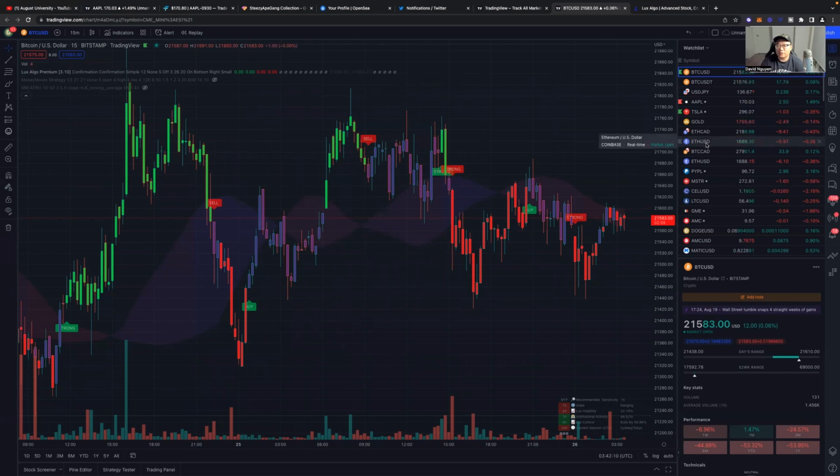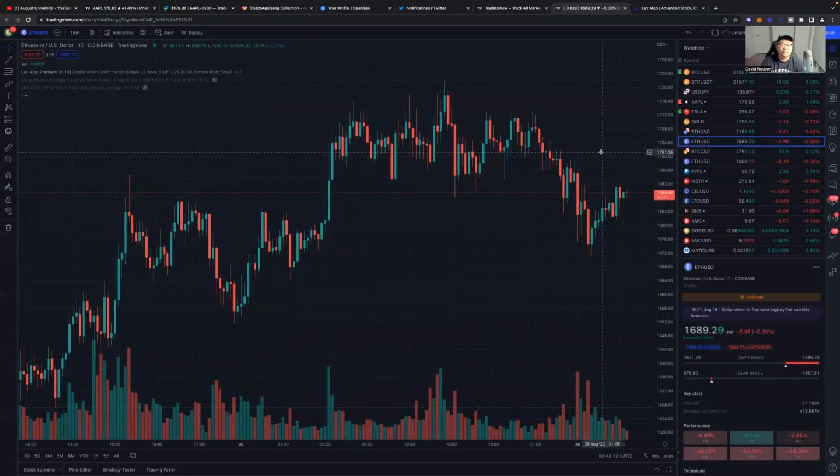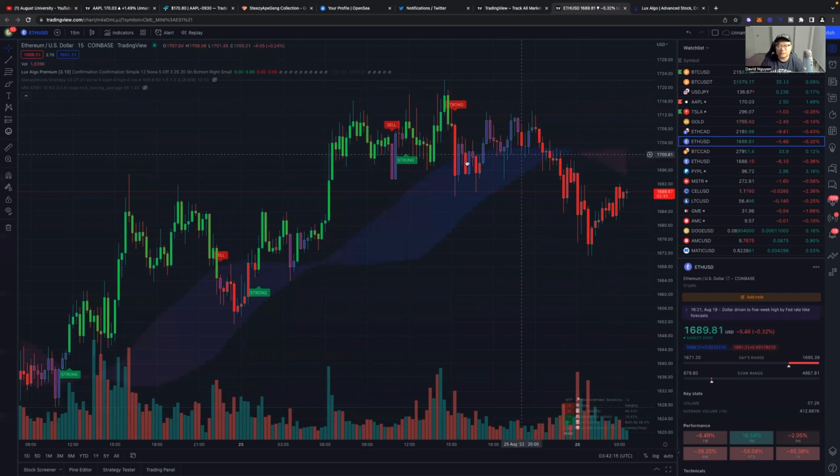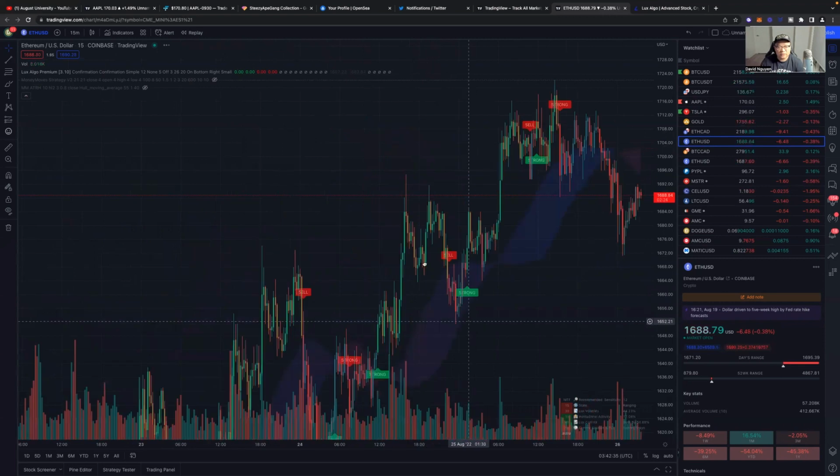You can go look at something smaller. I like to trade Ethereum because, when it comes to numbers, it's a much smaller number to look at. So let's just say you got in on August 24th at 1654 and rode that wave up to 1705. You would have made pretty nice profits there as well. So you guys can use this tool as you wish.